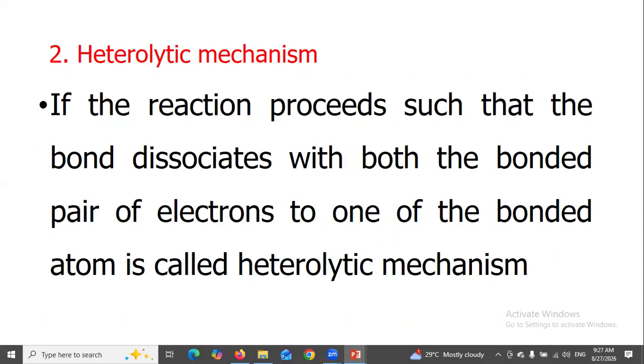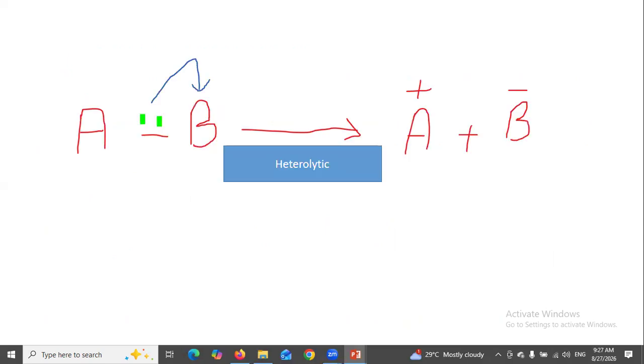Heterolytic mechanism: if the reaction proceeds such that the bond dissociates with both bonded pair of electrons going to one of the bonded atoms, it is called heterolytic mechanism. Hetero means different. For example, in the bond, two electrons move towards one atom. That is the difference: one is the cation and another is the anion.